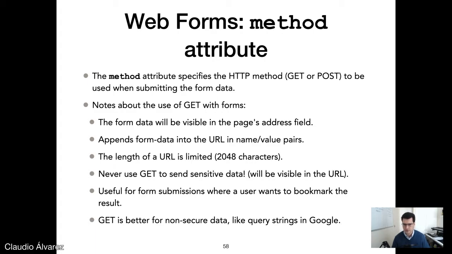So the get method will have the data being visible in the page's address field. In the web browser, you'll see all the data in the address bar. The length of the URL is limited to 2 kilobytes or 2048 characters. So there's a limited amount of data you can send with a form if you use the get method. Never use the get method to send sensitive data as it will appear on the address bar. It is useful for form submissions where a user wants to bookmark the results, such as a web search engine. It is better for non-secure data like query strings in Google, for instance.